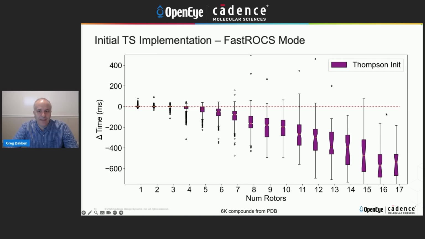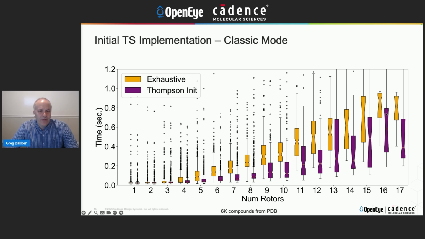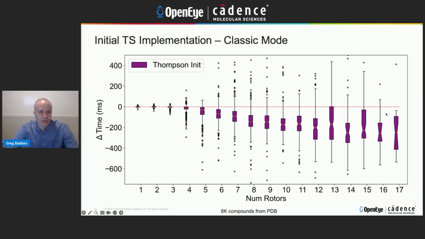So if we then want to extend that to classic mode, we see something somewhat similar, but not quite as good. So we're still seeing an improvement in time to generate ensembles, but it's not as consistent, particularly when we get to larger numbers of rotatable bonds. And there's much more variability at a particular number of rotatable bonds, particularly as we get to the larger numbers of rotors. And we see the same thing here if we look at this as a delta plot. We see that we get time savings overall, but it's not as consistent as we would like it to be, and it's not as significant as we would like it to be.